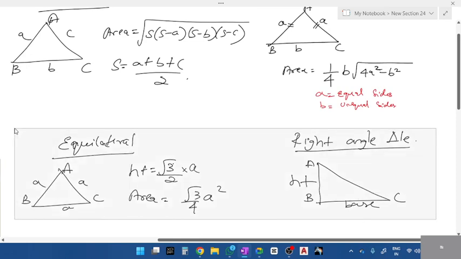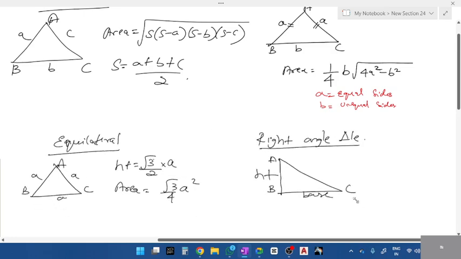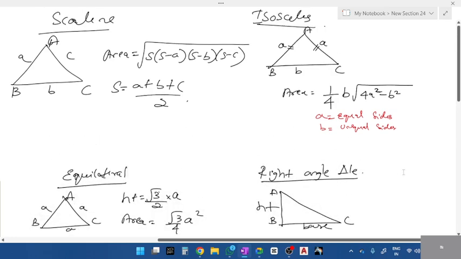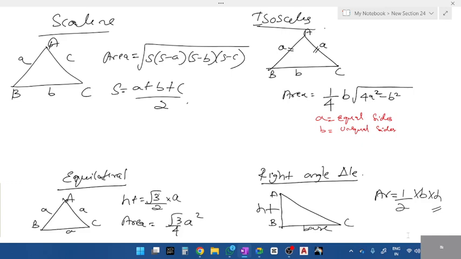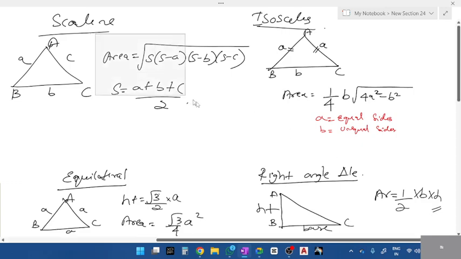Yes, students, done. Make a note of this isosceles. Look at this, I have written the formula for all four triangles. Half into base into height. Quickly go through all four formulas: scalene, isosceles, equilateral, right angle.